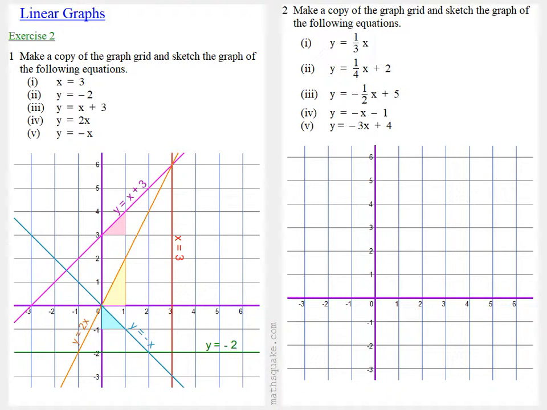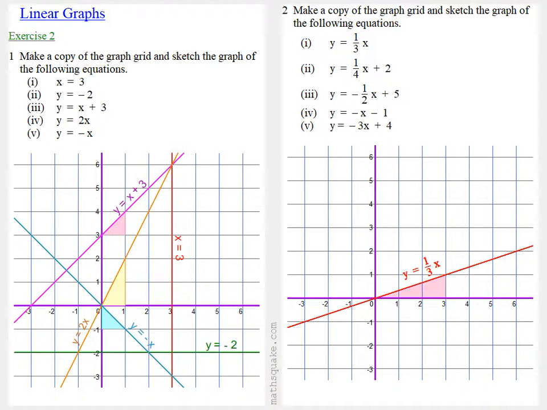Now we do the same in question 2. It says make a copy of the graph grid and sketch the graph of the following equations. And the first one is y equals 1/3 x. Well, when x is 0, y is 0, so it passes through the origin and it has a gradient of 1/3. So if we draw a triangle with base 3 and height 1, then the line will be the hypotenuse of the triangle.